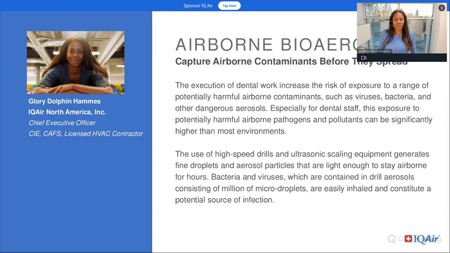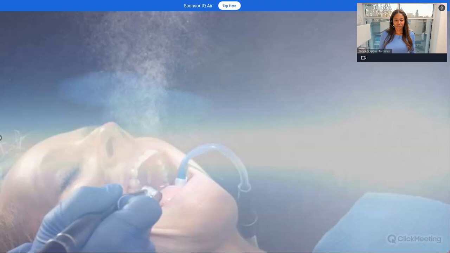So we're talking today about solutions for dental practices, and of course, the execution of dental work really increases your risk overall of being exposed to potentially harmful airborne contaminants, viruses, bacteria, also mold related and other biological contaminants. It's important that when we're using high-speed drills and ultrasonic scaling equipment that we have some protection as well, and we'll be talking about what exactly we can do to protect ourselves within the operatories.